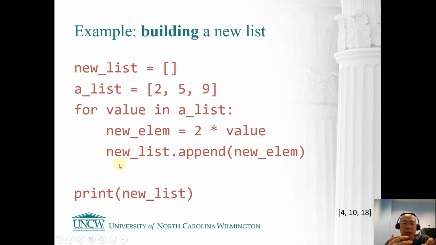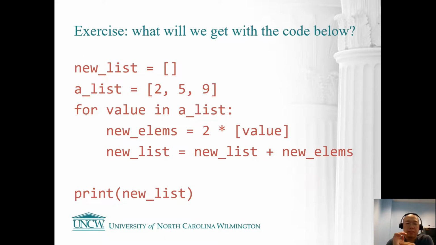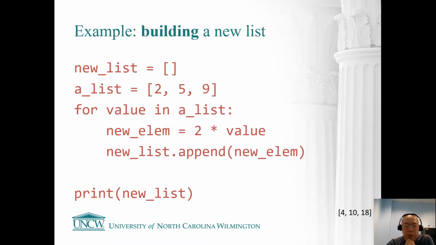So what am I doing? I'm visiting each value in the A list, right? And for each value I'm visiting, I double it, and then I put the new element into my new list. So based on the A list, I'm trying to double all the values, and for each value doubled, I want to put that into the new list. Eventually I'm going to have 4, 10, and 18. So all the values from the A list are doubled and then plugged into the new list. So let's see this one. From this one to this one.